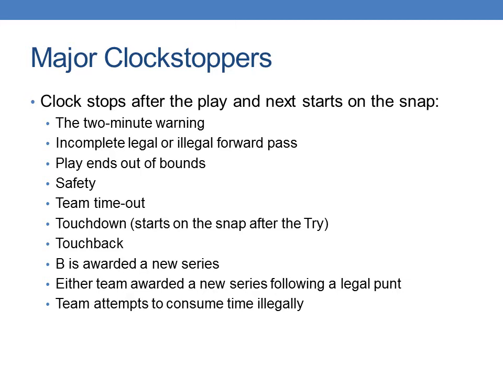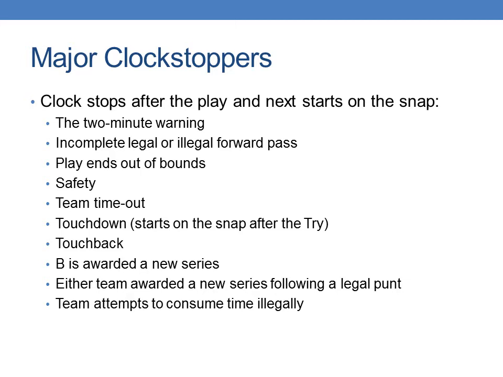All right, we stopped the clock, but ultimately we didn't stop the clock to award a new series. We only stopped it because of penalty enforcement, which we'll talk about here in a minute. So if A accepts the penalty for defensive pass interference, what is ultimately happening is we are not awarding B a new series. We are, in fact, awarding A a new series because of the penalty and the play ended inbounds. This would not cause the clock to start on the snap, but rather would start on the ready for play.